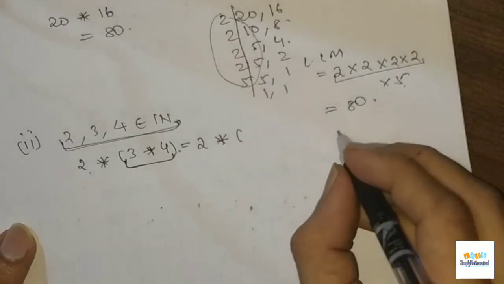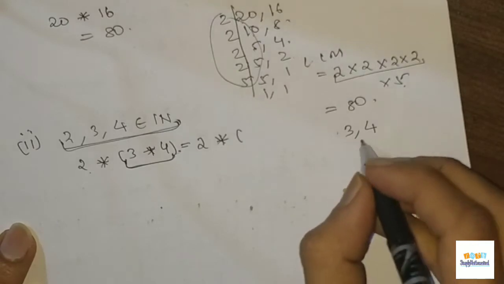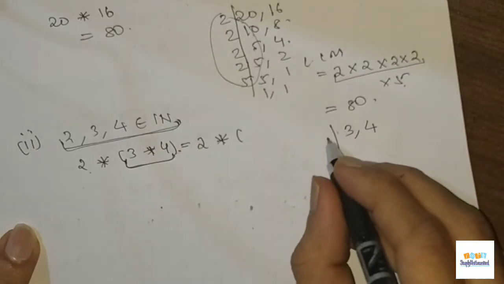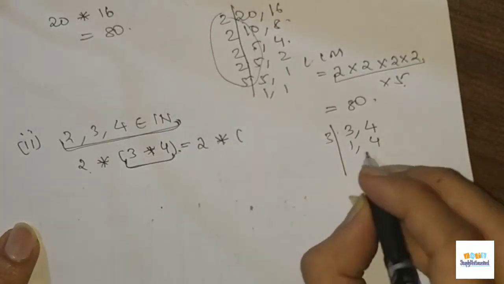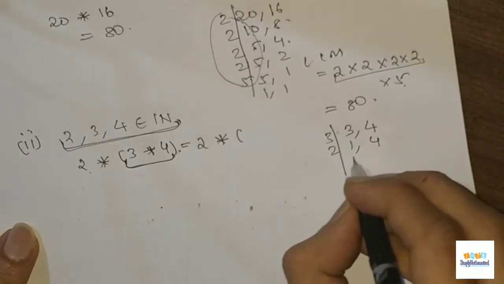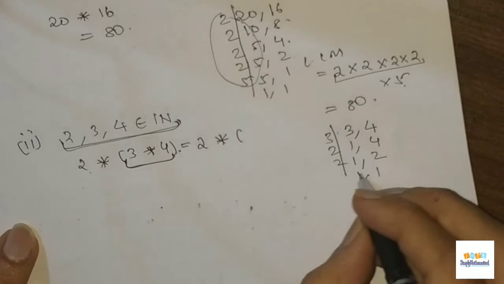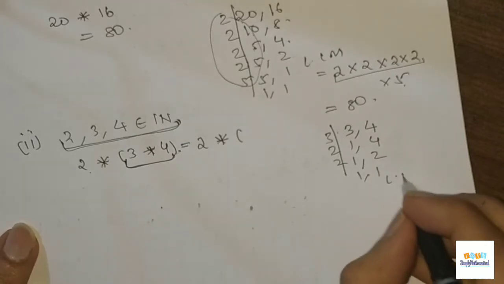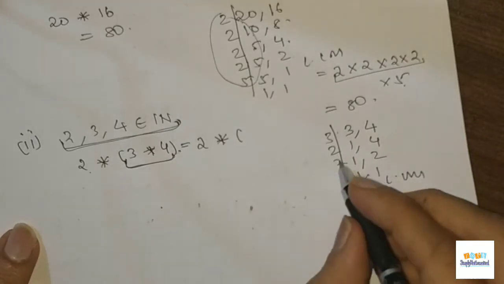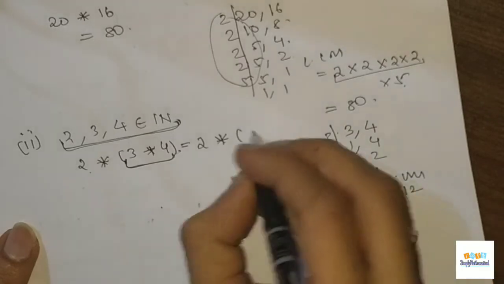LCM of 3 and 4. So what is the LCM of 3 and 4? Here we can calculate like this. 3, 4. Then 2: 3 as it is, 2 2s are 4, and 2 1s are 2, right? So LCM here is 2 2s are 4, 4 3s are 12. Okay, 12 here.